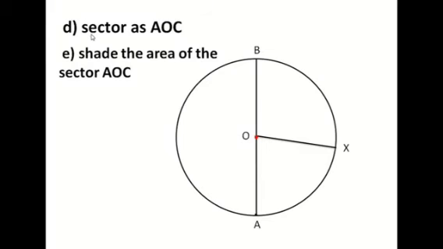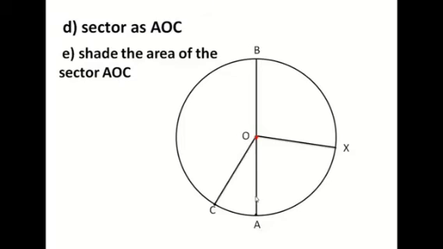Next question is you have to mark sector as AOC and then you have to shade the area of the sector AOC. So for that reason, what you have to do? Take one point as C on the circumference. Anywhere. Choose one point. Here I have taken one point and I am going to name it as C. Okay. So let's join O and C.